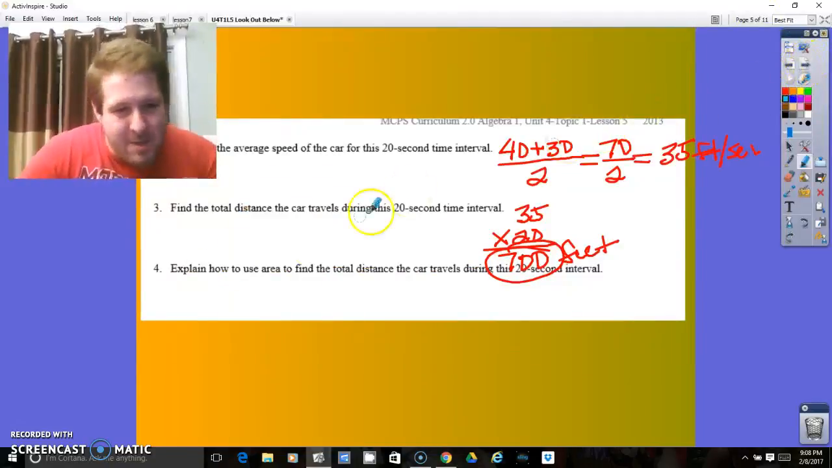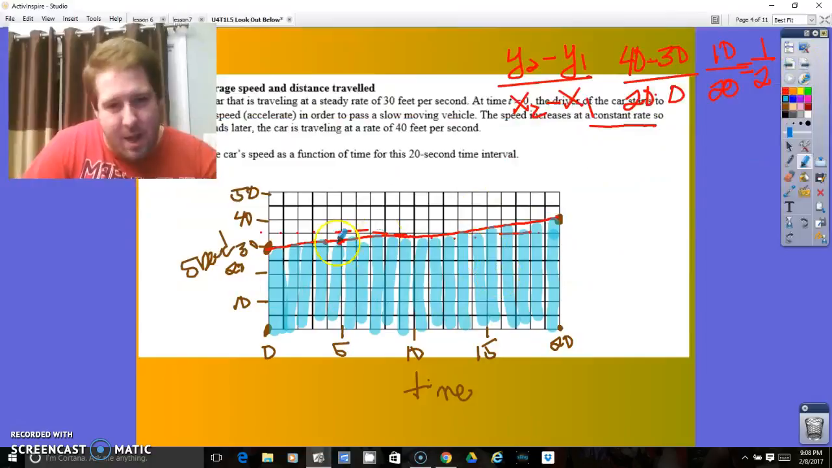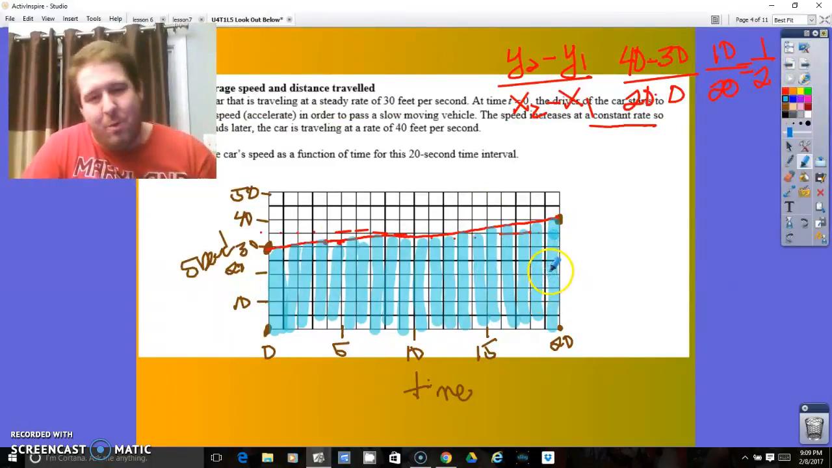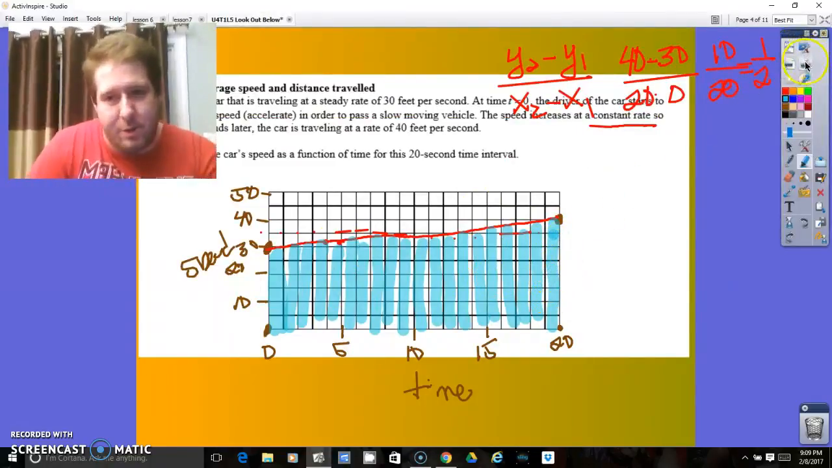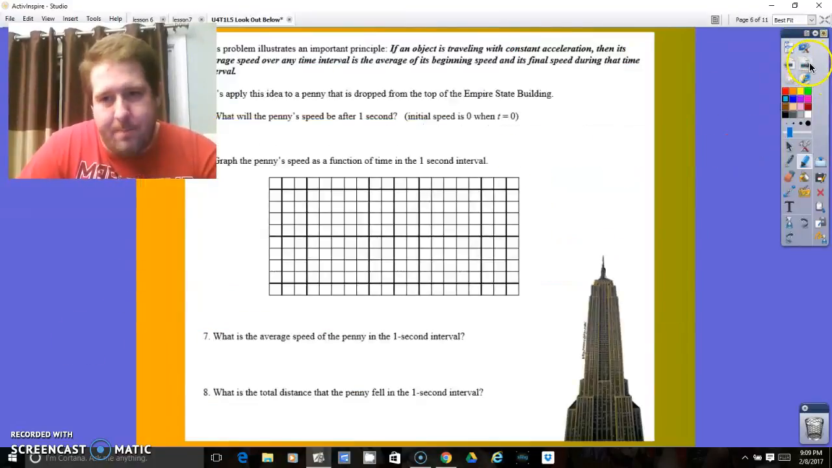Oh well, doesn't matter. So if I add all of those up and find how much the total of the squares would be, it would be exactly 700. All right, moving on to the next question.